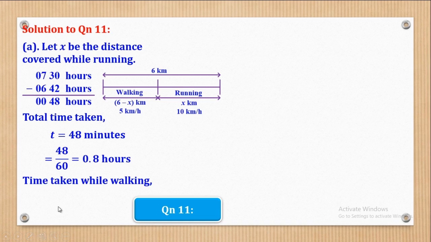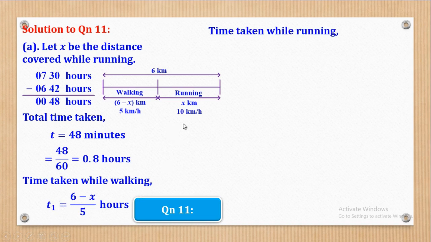What about the time taken while walking? We know that time is equal to distance over speed. Therefore, the distance was 6 minus x and the speed was 5. Therefore, it will be 6 minus x over 5, which will be t1 hours. So let that time be t1.